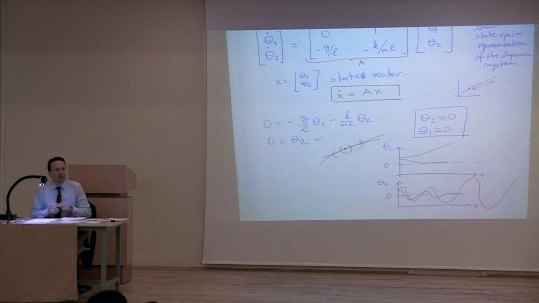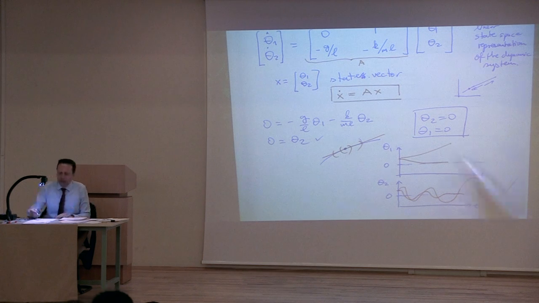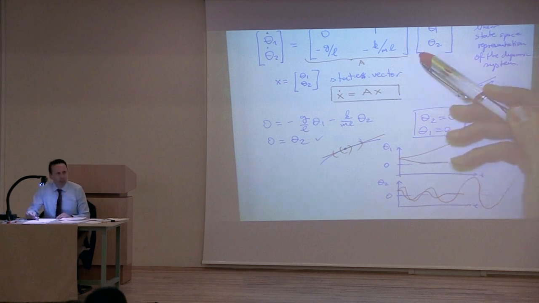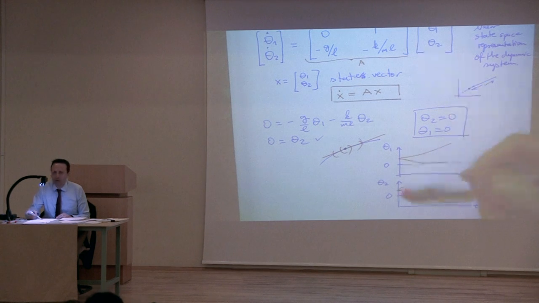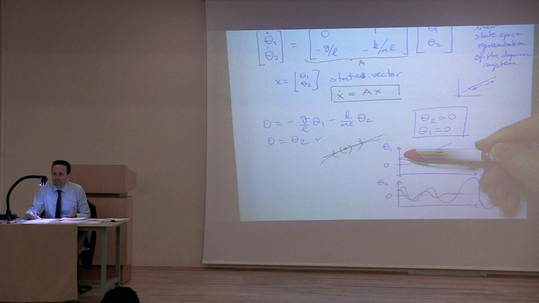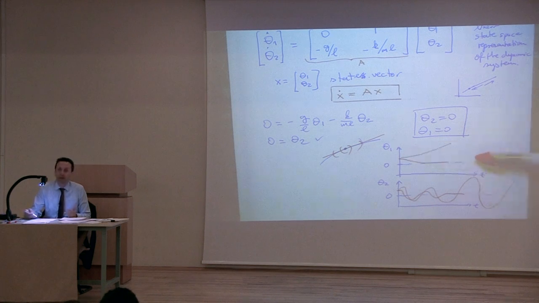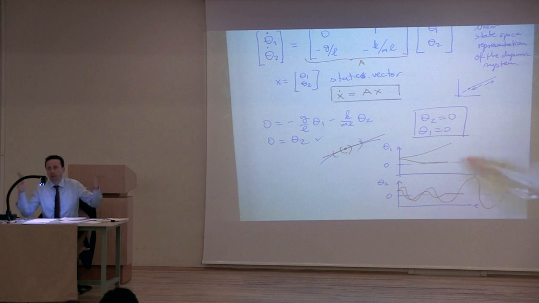So what would be really good is if I would take the linear system, start it from another point other than the equilibrium point, and see what it is doing. Is it coming back to the equilibrium point, or is it going far away? You know, that kind of analysis.